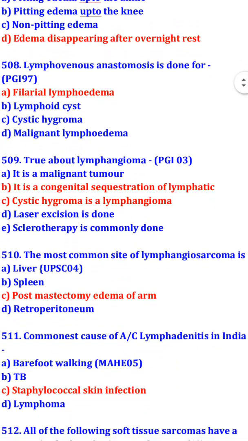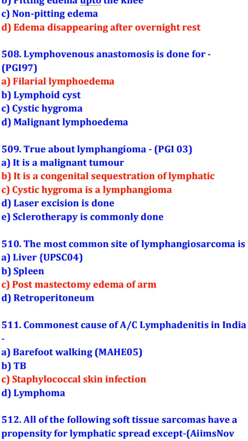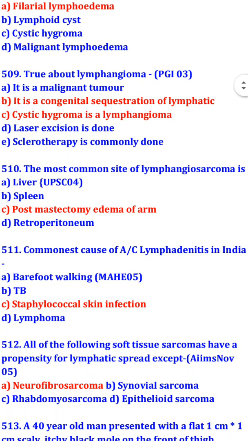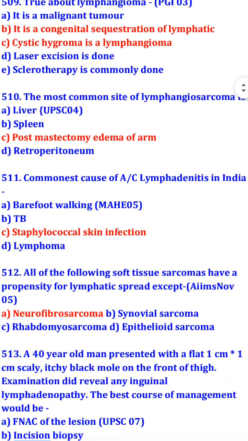What is true about lymphangioma? It is a congenital sequestration of lymphatic. Cystic hygroma is a lymphangioma. The most common site of lymphangiosarcoma is post-mastectomy edema of arm. Commonest cause of acute lymphadenitis in India is staphylococcal skin infection.